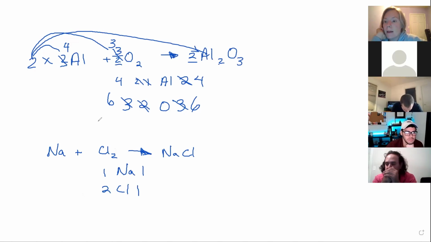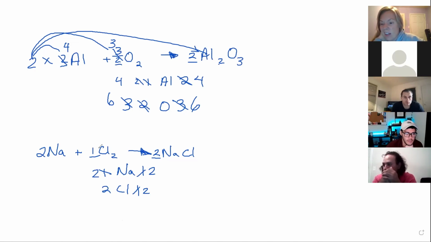The sodiums are already balanced, so I leave them alone. The chlorine is not balanced. I have 2 on this side. I only have 1 on this side. So I'm going to put a coefficient of 2 here. That changes the chlorine to 2. It also changes the sodium to 2. That's okay if something is balanced and then it becomes unbalanced. We can rebalance it. If I put a 2 here, that then changes this to 2. And look, now our atoms are equal. Note that there's no coefficient written in front of the Cl2, but it's an inferred one. Okay, so there's an inferred 1 right there.